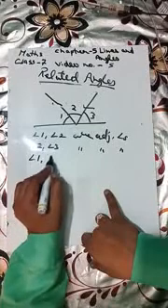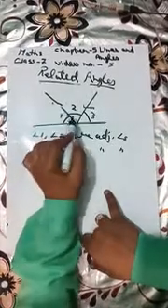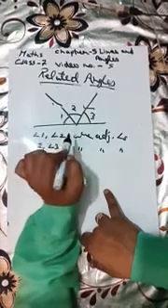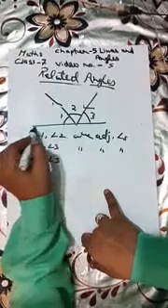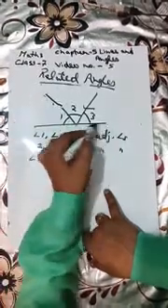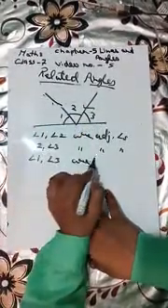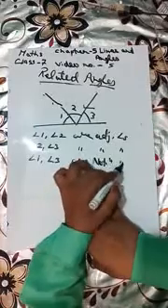Let us take angle 1 and angle 3. See, angle 1 and angle 3 have no common arm. Look at it, angle 1 is this, and angle 3 is this. There is nothing common in this. So they are not adjacent angles.